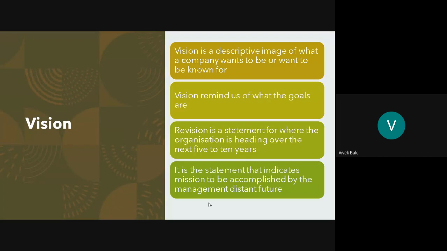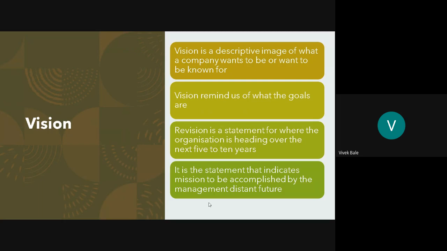For example, while you are sitting at your home and listening to my lecture, you might close your eyes and think about what you want to be or ought to be. Suppose somebody wants to be an IAS officer, clear a competitive examination, or become a police officer. So this is your vision.